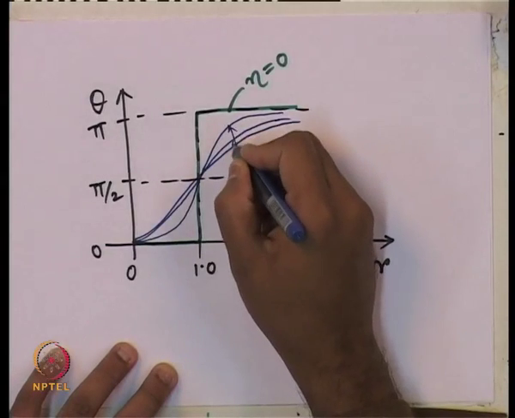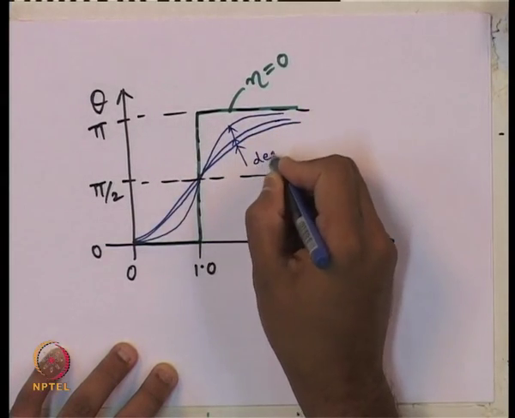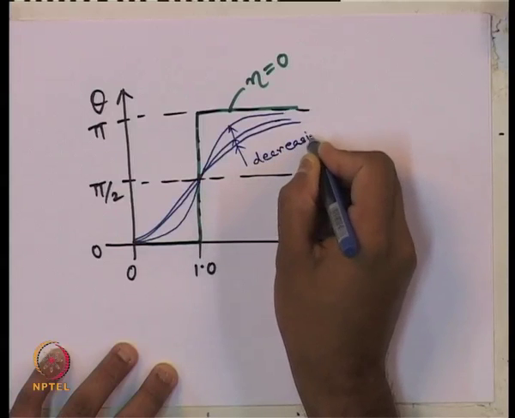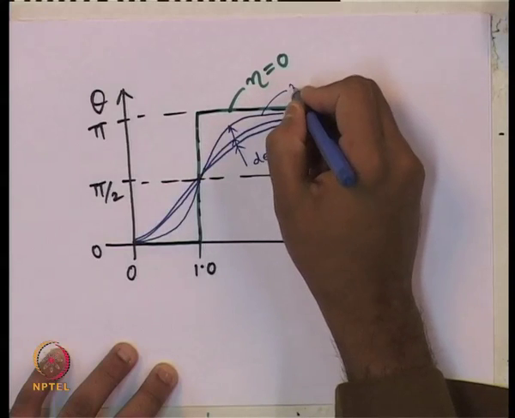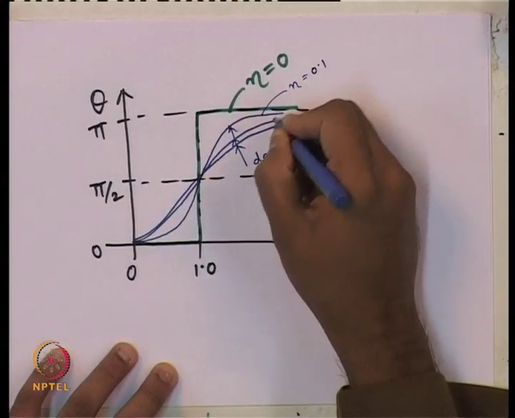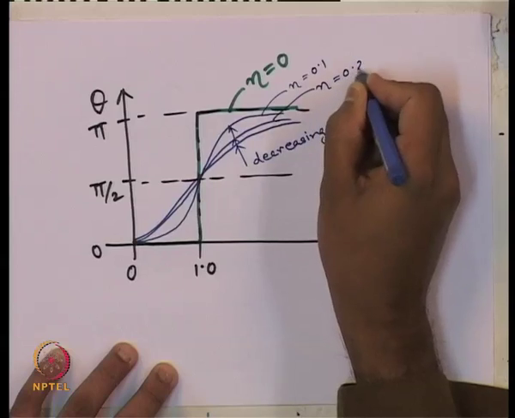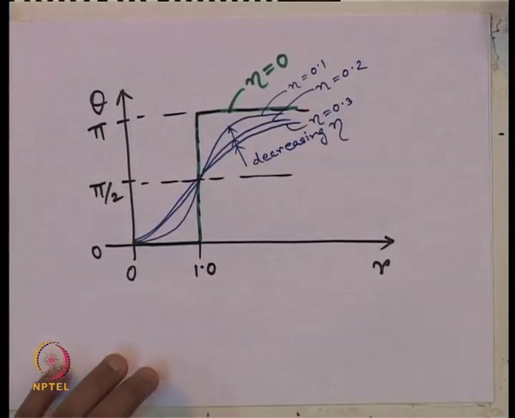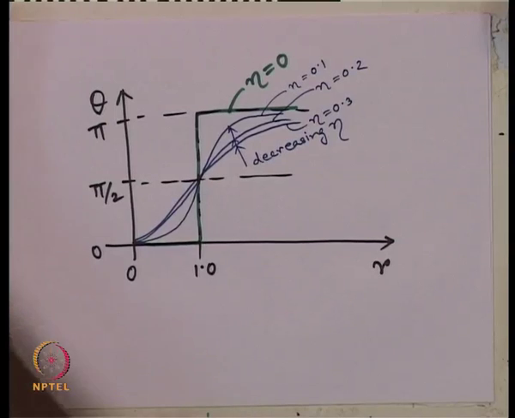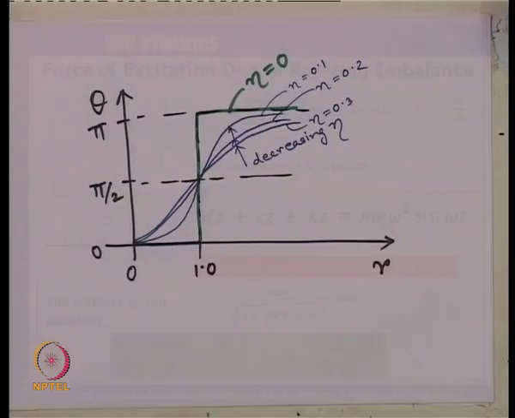So, these are decreasing eta, with say eta 0.1 here, eta 0.2 here, eta 0.3 like that. So, variation of phase remains the same like the previous case. Okay. So, now let us look at the slide.